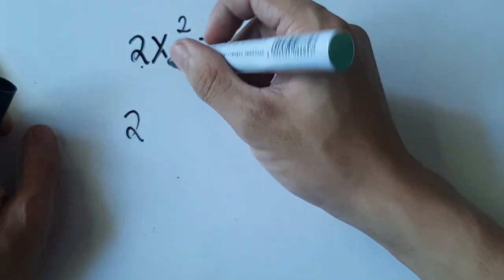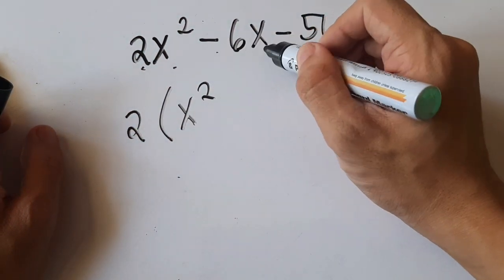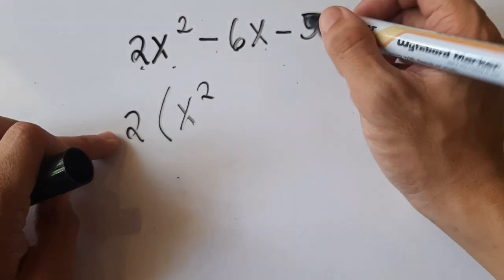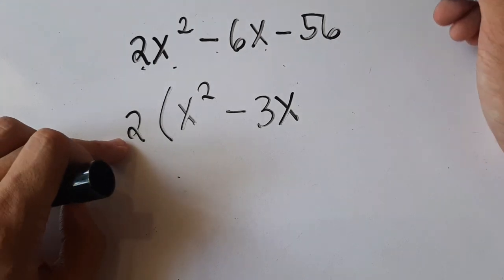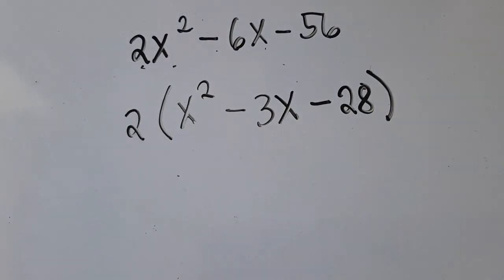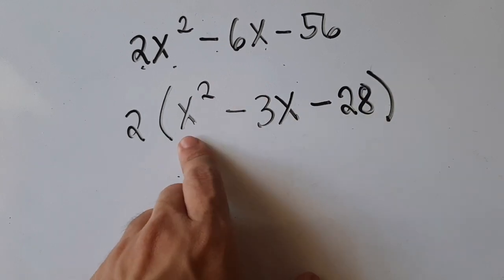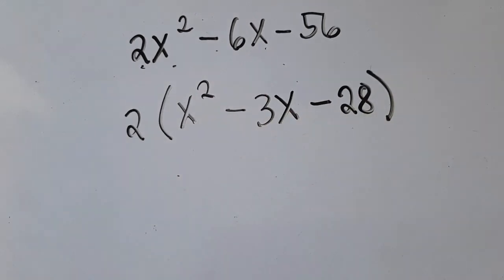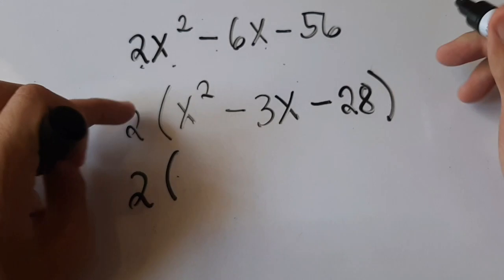So we have 2x squared divided 2. The answer is x squared. Negative 6x divided by 2. The answer is negative 3x. Negative 56 divided by 2. The answer is negative 28. So we have these factors, 2, and then we have x squared minus 3x minus 28. But it wasn't simplified yet. So meaning to say, we will simplify x squared minus 3x minus 28. So now, let's bring down 2, and then let's factor this one.